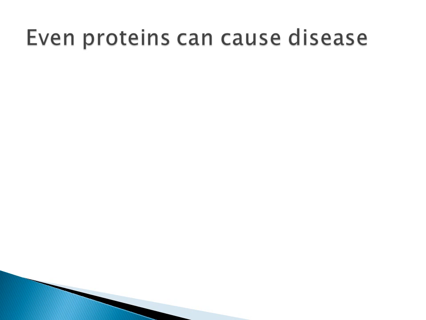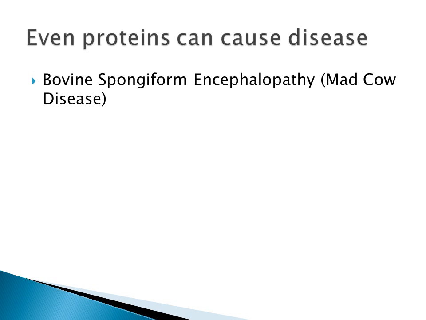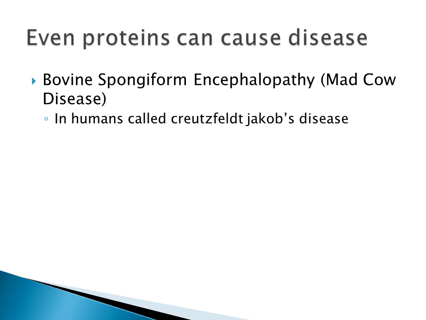The last thing to look at is protein diseases. Wow, even proteins can cause disease? That's crazy, right? So proteins are able to cause disease. Bovine spongiform encephalopathy. You may have heard of it as mad cow disease. In humans, a similar type of disease is called Creutzfeldt-Jakob disease. These are caused by infectious proteins.